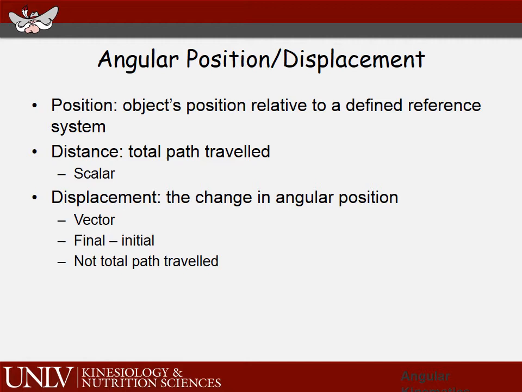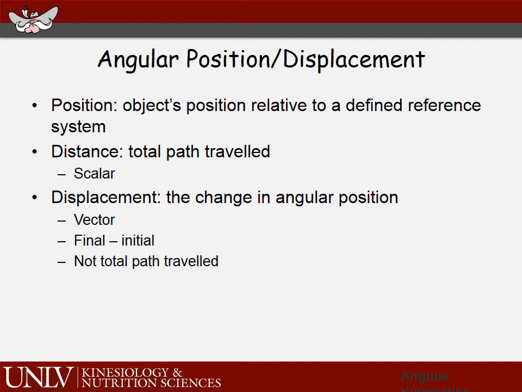So now we're going to get into the individual portions of angular kinematics, and the good news for you is they're exactly the same as linear kinematics. They're just dealing with angles instead of the linear component, right? So position is the object's position relative to the defined reference system. Distance is a scalar again, so it's the total path traveled. There's no directionality associated with this.